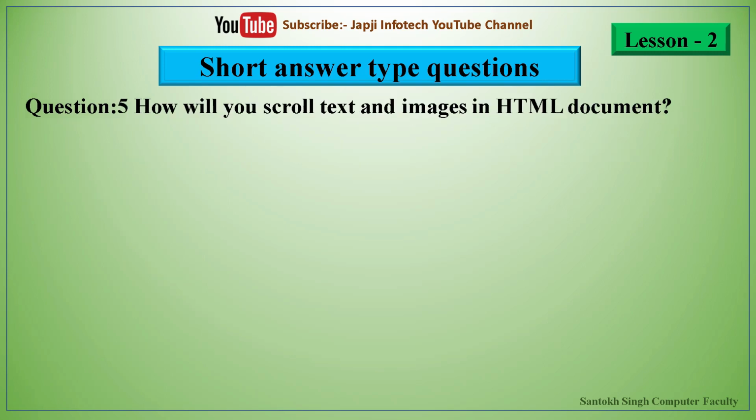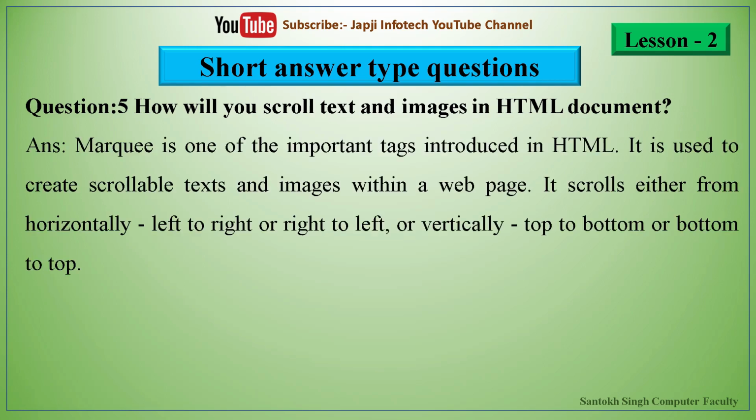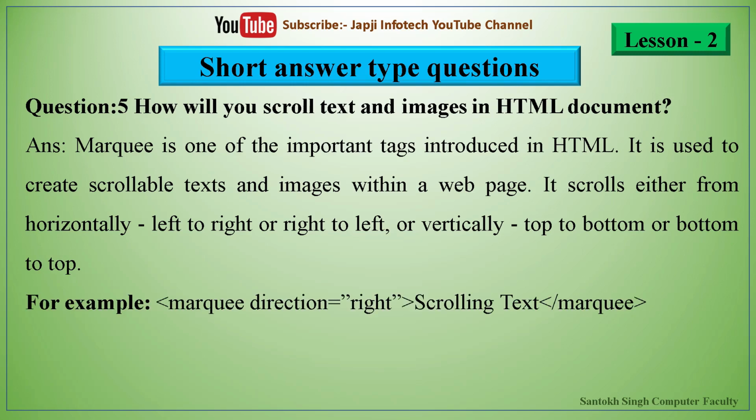And the fifth one is, how will you scroll text and images in an HTML document? So marquee is one of the important tags introduced in HTML. It is used to create scrollable text and images within a web page. It scrolls either horizontally from left to right or right to left, or vertically from top to bottom or bottom to top. For example, left angle bracket marquee space direction equal to, in double quotes, right, then right angle bracket, then scrolling text, then the closing tag of the marquee tag.